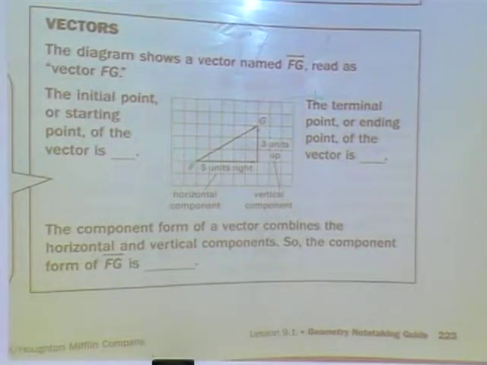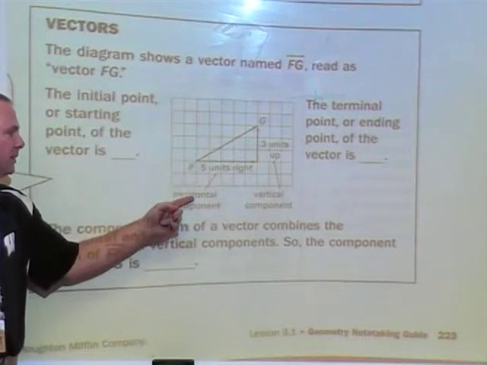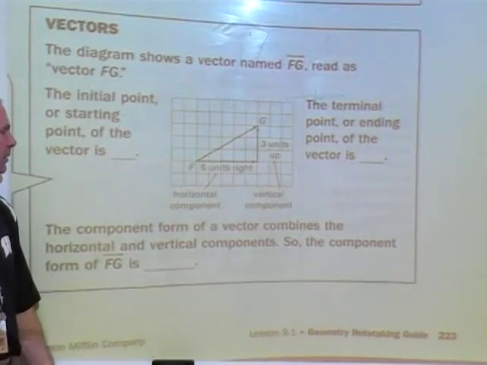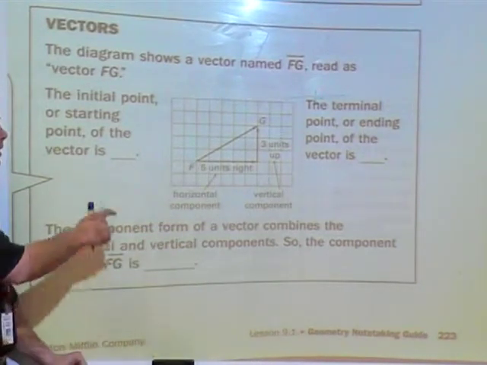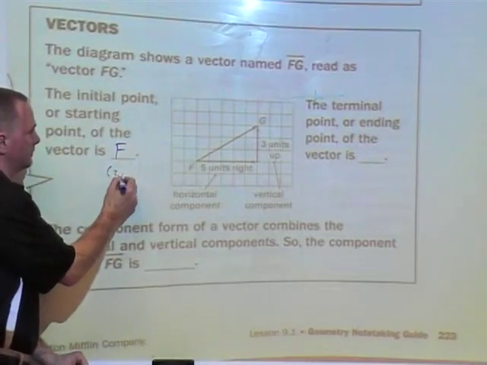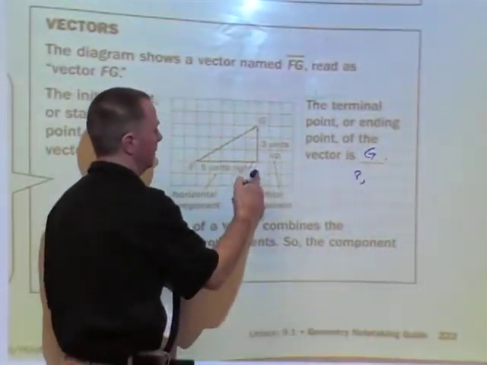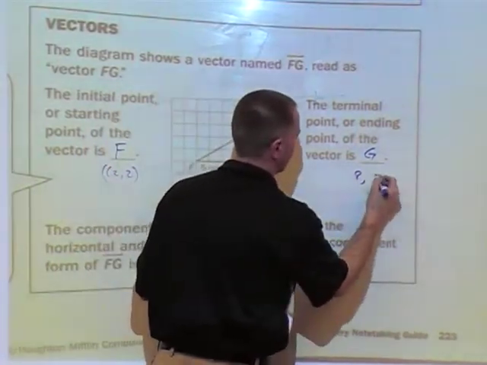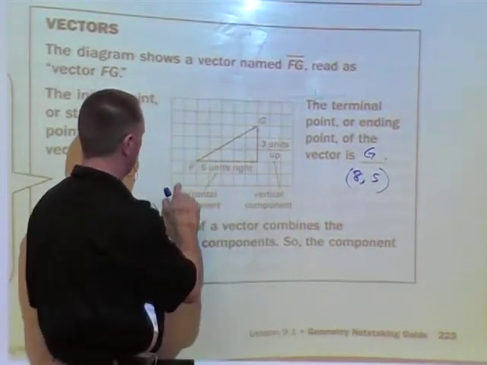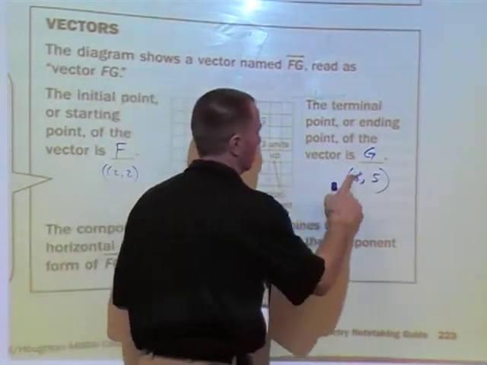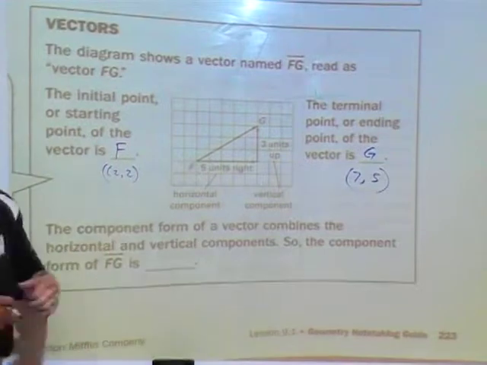The diagram shows a vector named FG, read as vector FG. The initial point, or starting point, of the vector is right here. If this is 0, 0, what is it? 2, 2. So we'll say F is 2, 2. The terminal point, or ending point, of the vector is G, which is 7, 5.